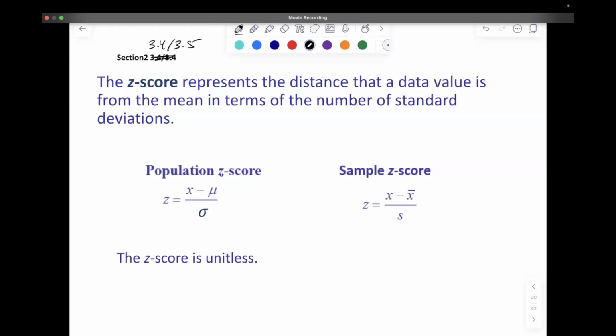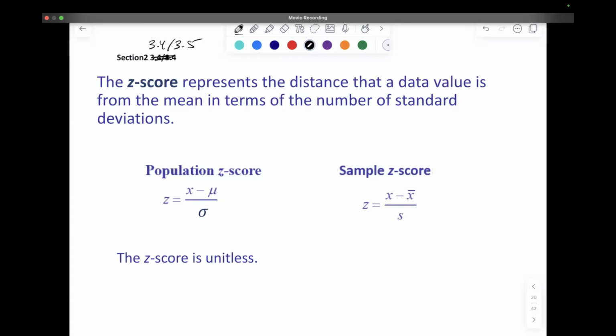Z-scores can be positive or negative. A negative z-score means that your data value is below the mean, so less than the mean. A positive z-score tells you that your data value is greater than the mean. Z-scores don't have units, so we wouldn't say minutes or hours or anything like that. It's just the z-score. To find the z-score, you take your data value, subtract the mean from it, and then divide by the standard deviation.